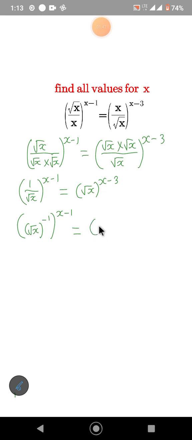Then we have root x, then x minus 3. Then the next thing I'll do, minus 1 power will multiply the power here. So here we now say root x, minus 1 times x, that will give me minus x. Then minus 1 times minus 1, that will give me plus 1. Everything equal to this, root x raised to the power x minus 3.